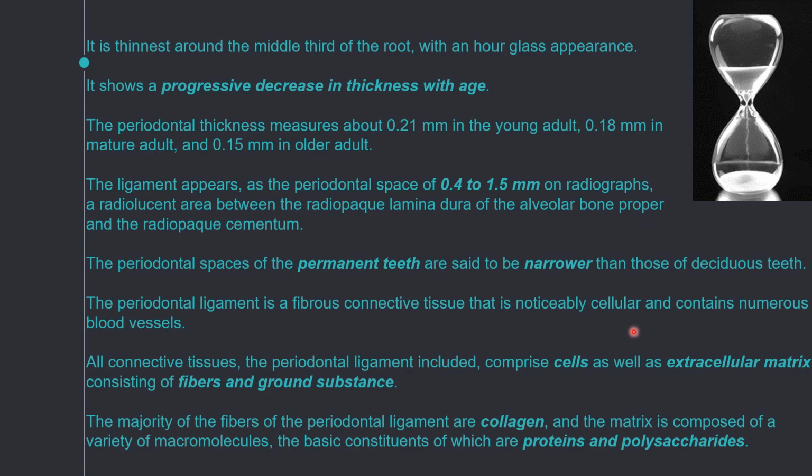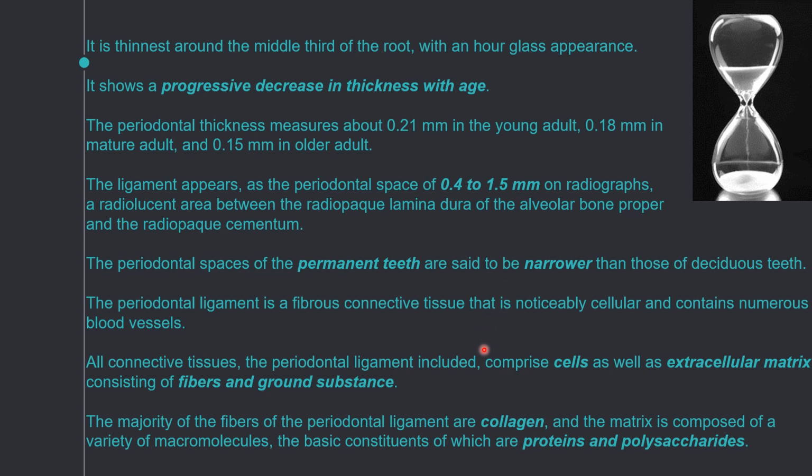So we'll see certain facts about the periodontal ligament. It is thinnest in the middle portion of the root. So it has an hourglass shape. It is thicker on the coronal portion, thicker on the apical portion, and thinnest in the middle portion. And it progressively decreases in thickness with age. So it is around 0.21 mm in the young adult, 0.18 in the mature adult, and 0.15 in an older adult. And normally the physiological periodontal ligament space as seen in a radiograph is between 0.4 to 1.5 mm.